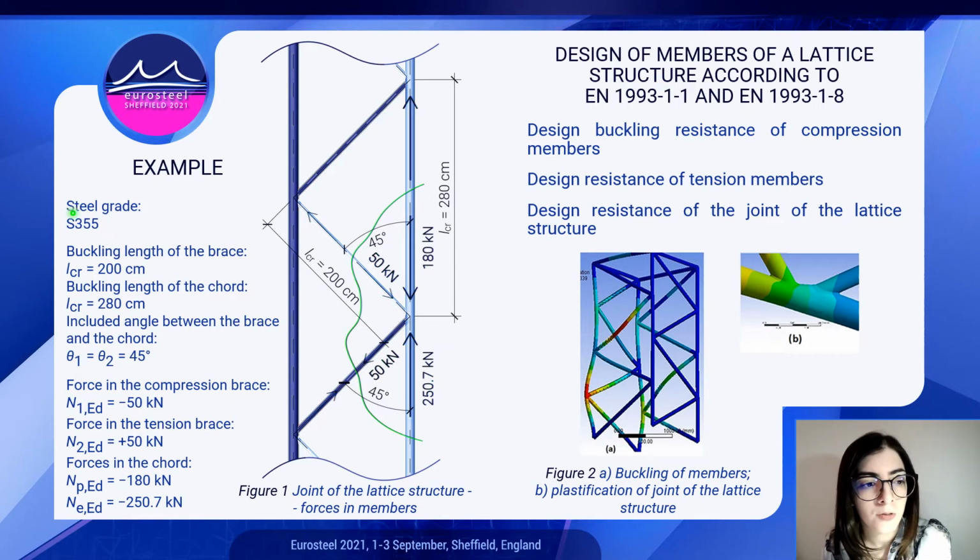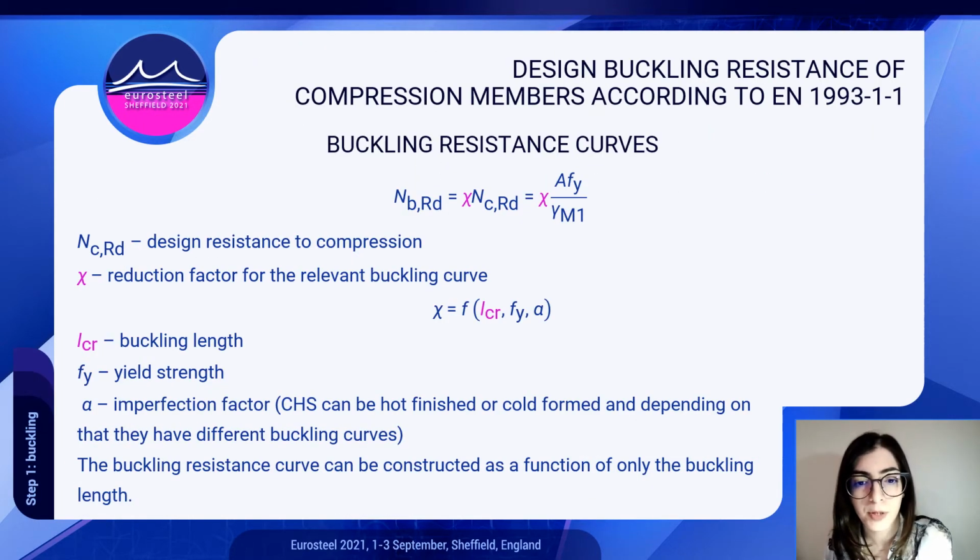The material, the geometry of the joint, and forces in members are shown here. The data will again be shown along with the calculation. In order to verify that the structure will be able to resist the assigned forces, we have to verify the design buckling resistance of compression members, the design resistance of tension members, and the design resistance of the joint of the lattice structure. Here, only the first and last criterion represent the relevant criteria, so we'll be considering only these two criteria. In order to adopt the compression members, we'll be using buckling resistance curves.